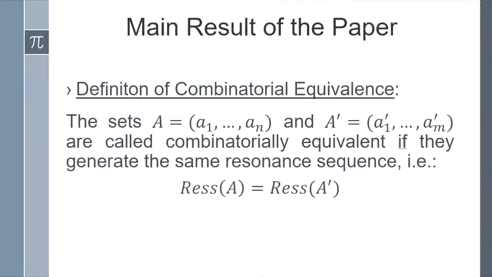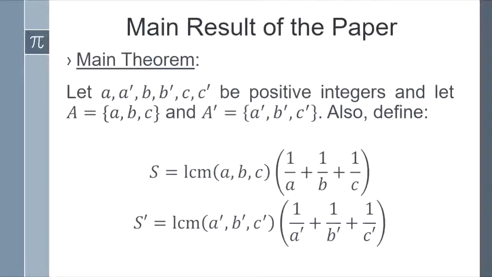Now we must define what combinatorial equivalence between two sequences is. We say that two sequences are combinatorially equivalent if they generate the same resonance sequence. And the main theorem of the paper is about the complete classification of the initial sets with three elements under the combinatorial equivalence, as you can see in the slides.